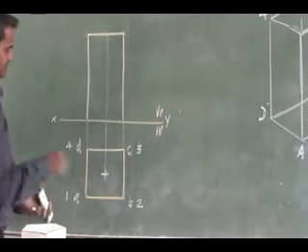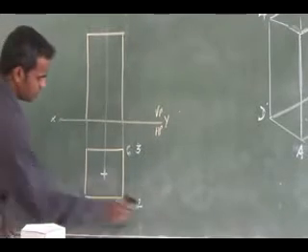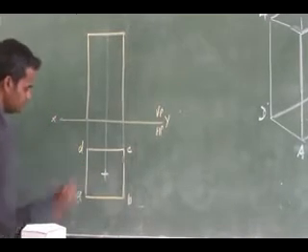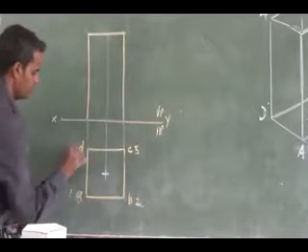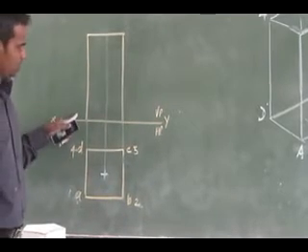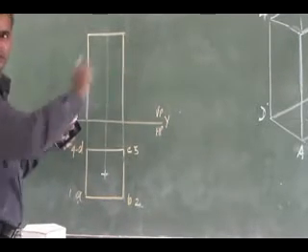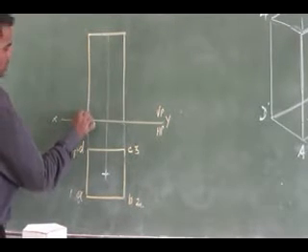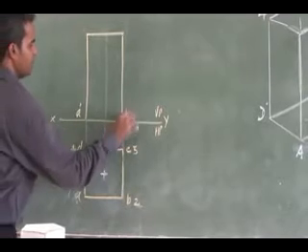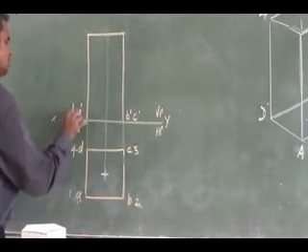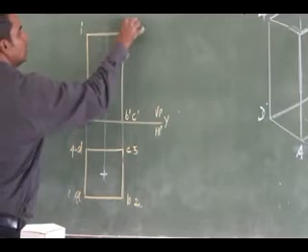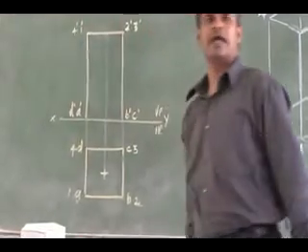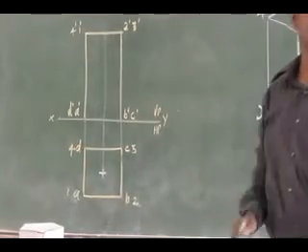This is A, B, C, D. This is 1, 2, 3, 4. You have the 3D diagram here, so A, B, C, D I can mark here. A dash, B dash, C dash, D dash. This is 1 dash, 2 dash, 3 dash, 4 dash. So which one do I have to put in brackets? Now, the hidden details you have to mark carefully.